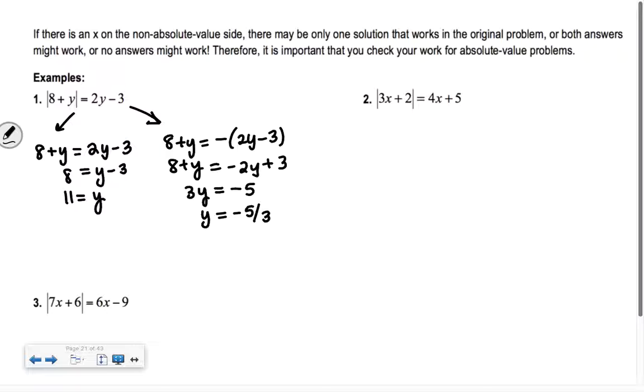Okay, did you get 11 and negative 5/3? All right, now the 11 is going to be super simple to check. When I plug in 11, I get, can you pause for a moment? Yeah. All right, so check your answers, see if they work.